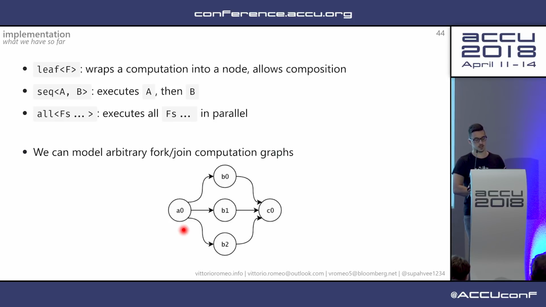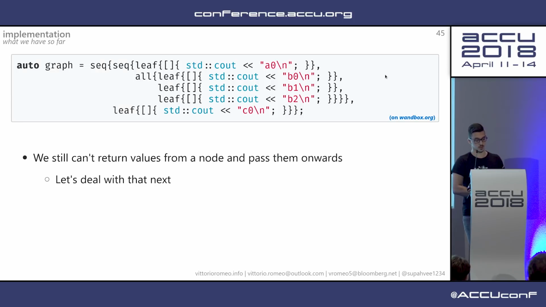So we could have something like, given A0, spawn B0, B1, and B2 in parallel, and when all of them are done, then execute C0. So a very simple fork and join. And the way we would write that is something along the lines of this, which is super pretty, I know.